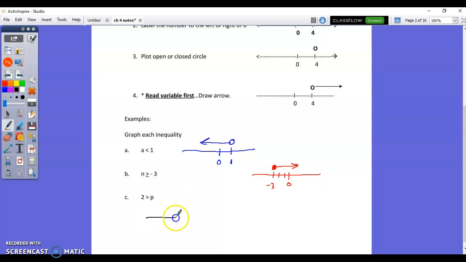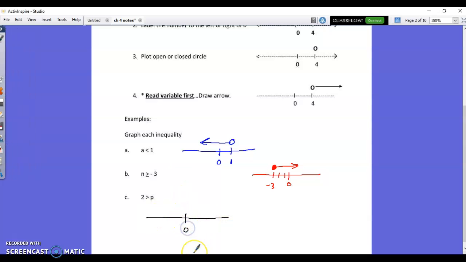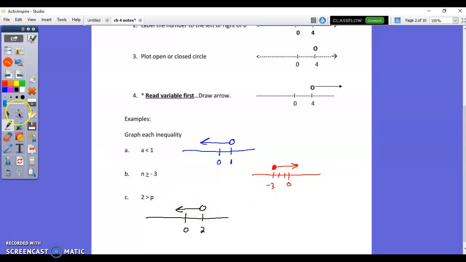So I have my number line, label 0. I always joke that this takes 0 mathematical talent to be able to do that. Then I'm going to plot 2, it's positive, so I'm going to go to the right of 0 and just put a 2 there. Open or closed circle, this would be open because there's no line underneath. And then reading the variable first, p is less than 2. P is less than 2. We point the arrow at every number that would be less than that number. And that's why it's important to read the variable first. We can say 2 is greater than p, and then a lot of people would want to put the arrow the other way, and that's where they make that mistake.